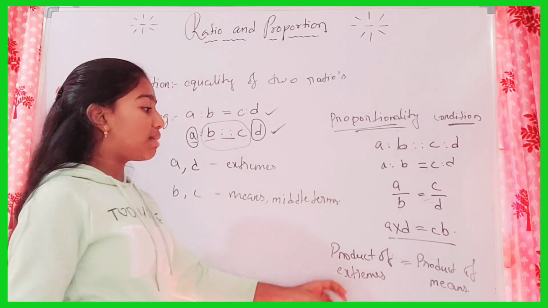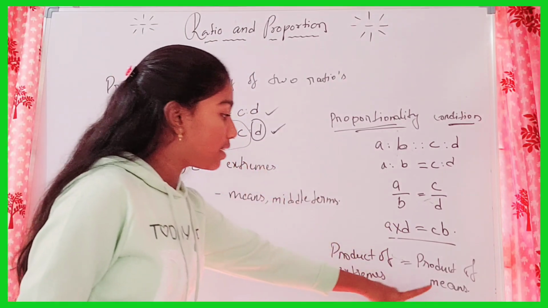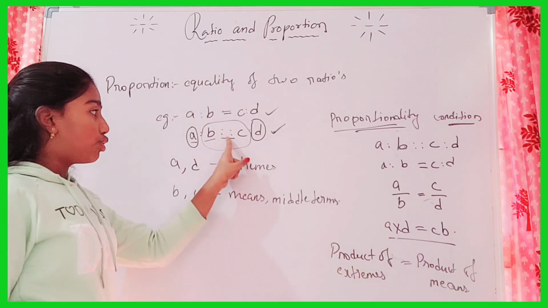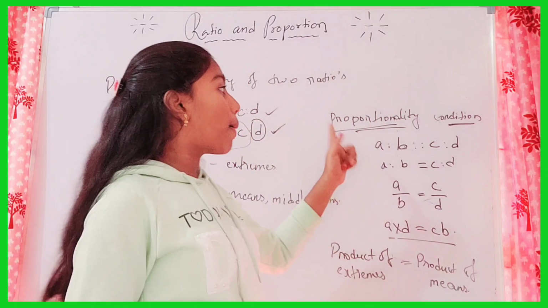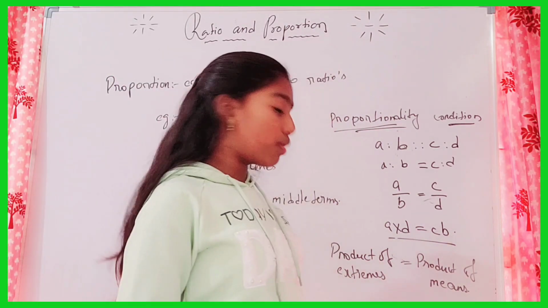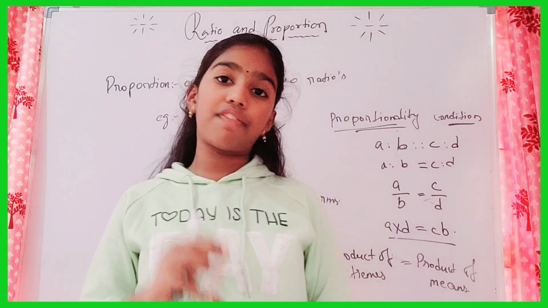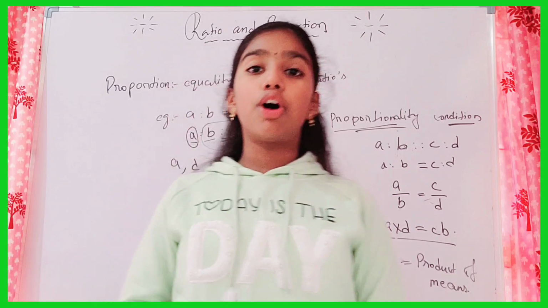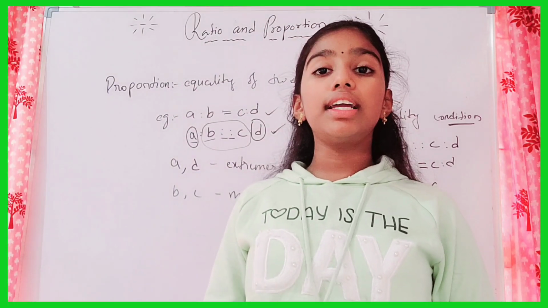Product of extremes means A and D, these two. Product of extremes is equal to product of these two, the means, B and C. Now this is the proportionality condition. By using this only, we can find any one term which is not given in the question. Now let's see the other proportion, that is continued proportion.